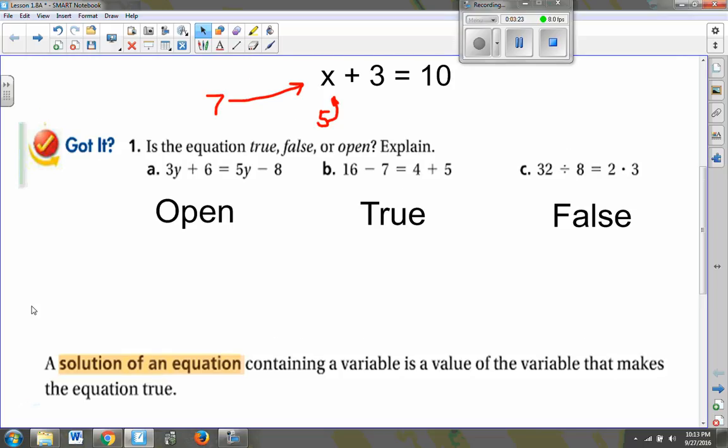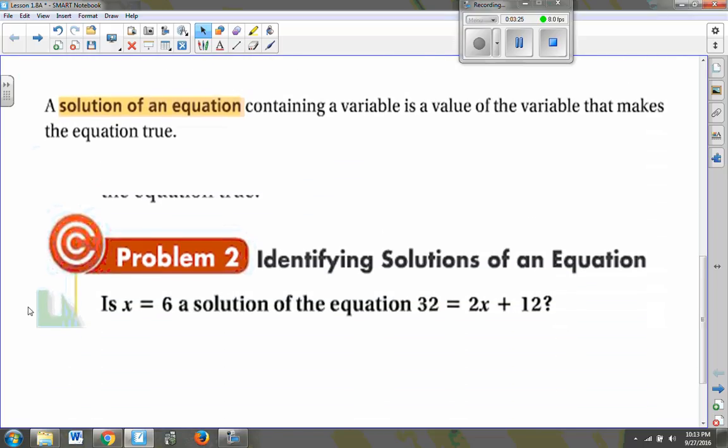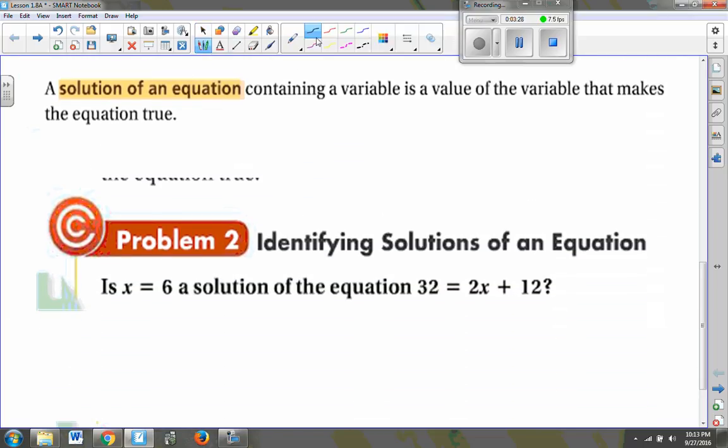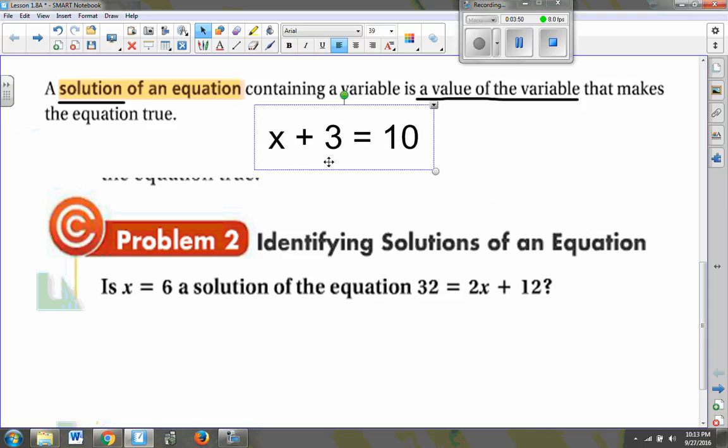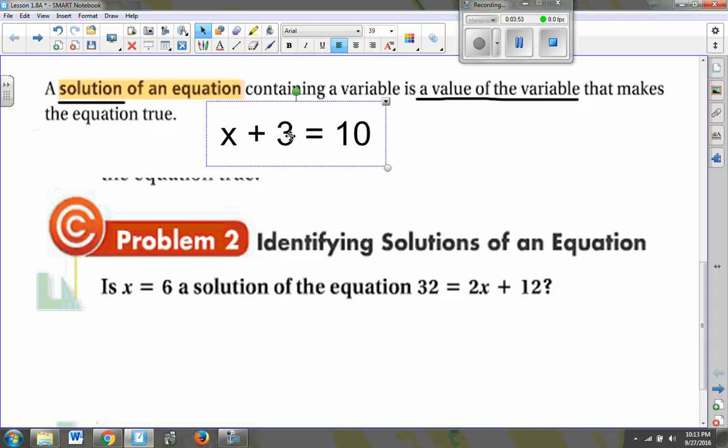Now, the other thing that I'm going to ask you to do in your practice problems is to check and see if something is a solution to an equation. And a solution to an equation is the value of the variable, the value that we would put in for the letter, that makes that equation true. So for example, when I had that equation x plus 3 equals 10, I mentioned above that putting in 7 for x would make the equation true. So that means x equals 7 is a solution.